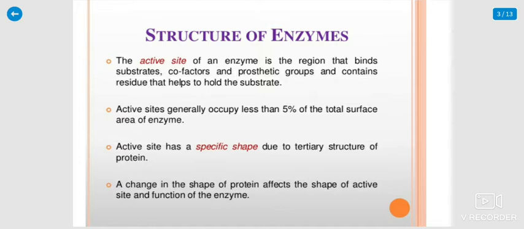Active sites occupy 5% of the total surface area of enzymes.